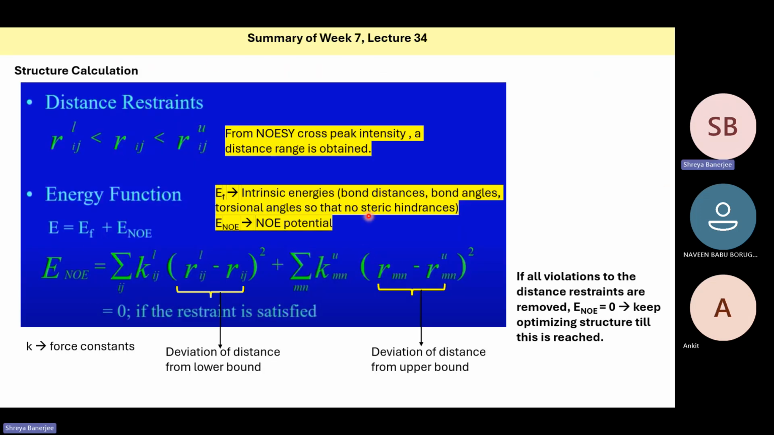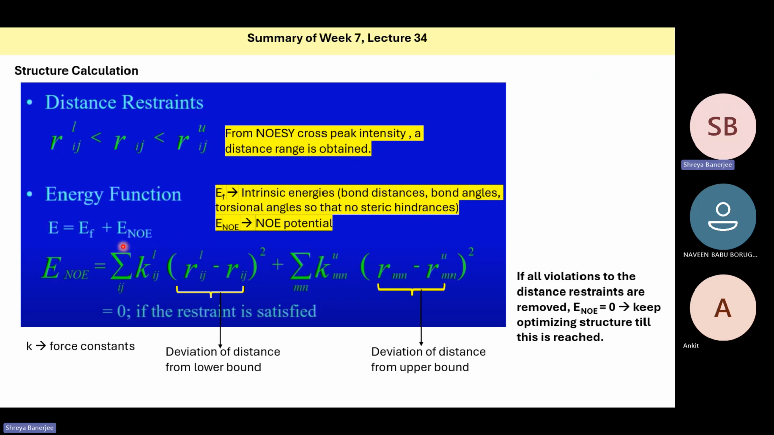So this we have seen in the previous class, that from the intensity of the NOESY, we will get a range of distance. We will get an upper limit and a lower limit of distance between the protons. So that is basically a distance range. And using this distance range, there is an energy function. In the energy function, there is a constant term E_F that is made up of the intrinsic energies. That is the bond distance, bond angles, and other torsional angles, so that they are set in such a way that there are no steric clashes.